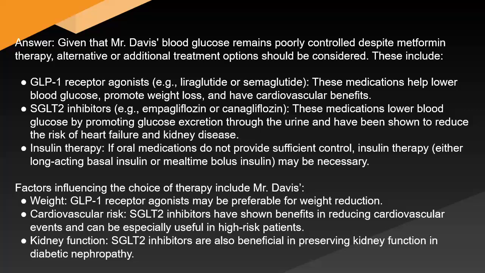Insulin therapy: if oral medications do not provide sufficient control, insulin therapy, either long-acting basal insulin or mealtime bolus insulin, may be necessary. Factors influencing the choice of therapy include Mr. Davis' weight: GLP-1 receptor agonists may be preferable for weight reduction. Cardiovascular risk: SGLT2 inhibitors have shown benefits in reducing cardiovascular events and can be especially useful in high-risk patients. Kidney function: SGLT2 inhibitors are also beneficial in preserving kidney function in diabetic nephropathy.